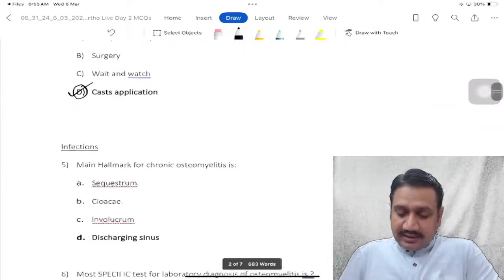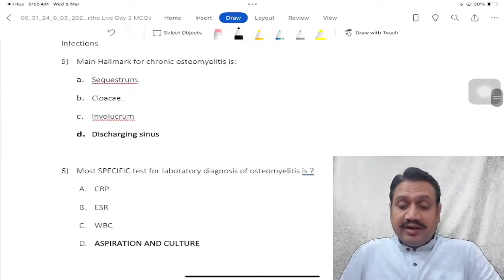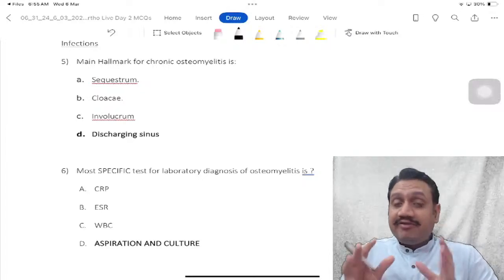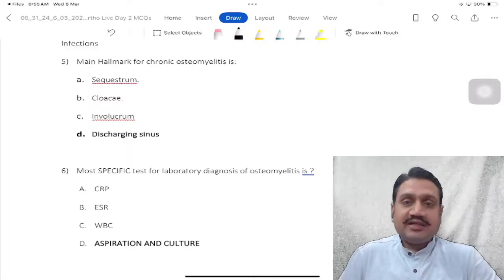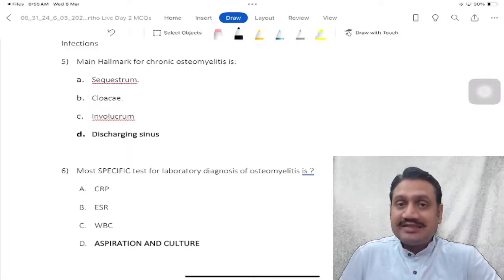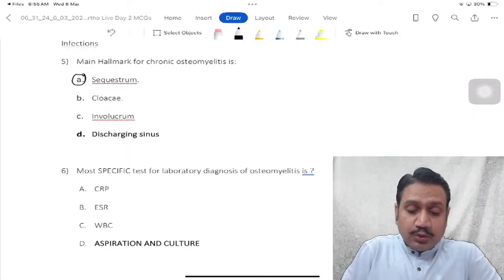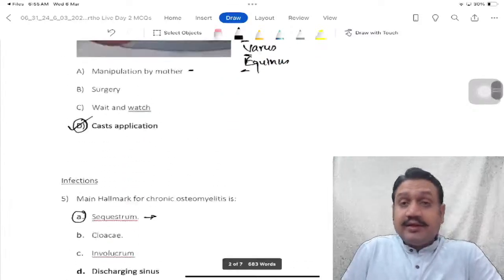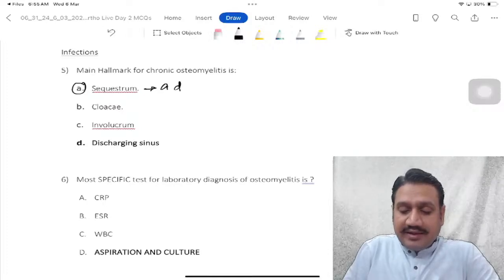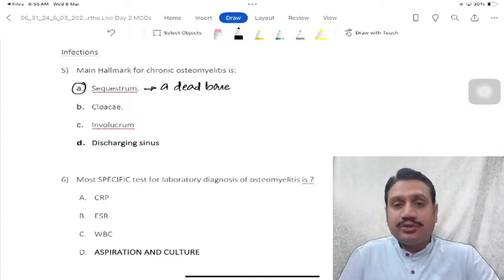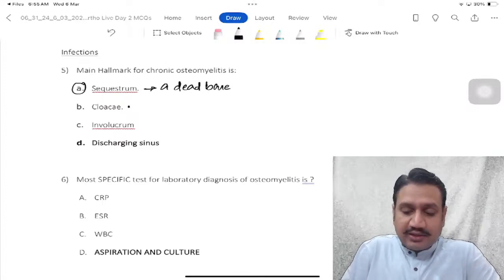All right. Infection questions, I have given you the main hallmark for chronic osteomyelitis. By definition, we said any infection which has been there in the bone for more than 6 weeks is a case of chronic infection, chronic osteomyelitis. But the sequestrum is the dead bone inside the infected area. That is a dead bone which is surrounded by a lot of granulation tissue, the abscess. What exactly is a cloaca?